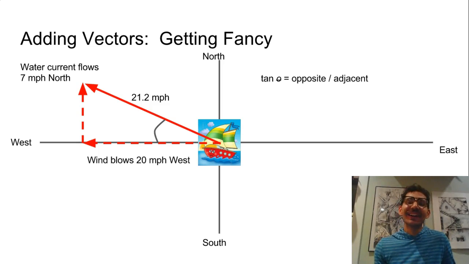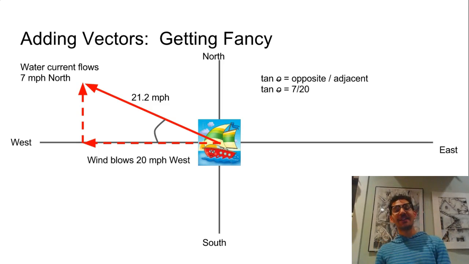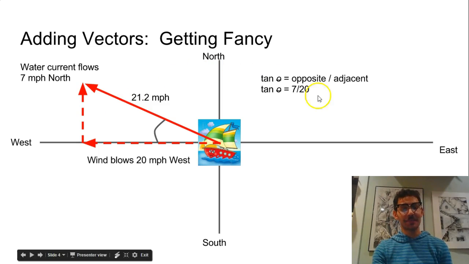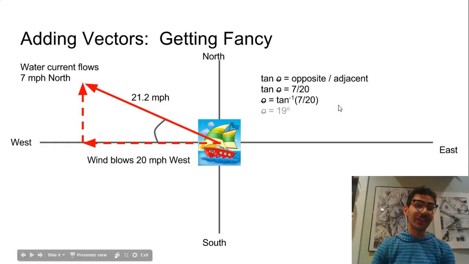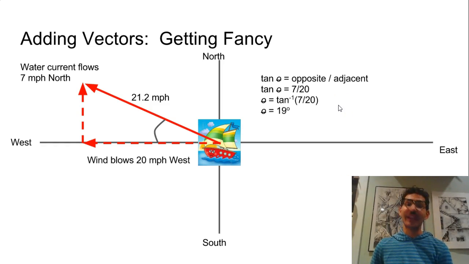So we can plug in our values for tangent. We plug in the opposite divided by the adjacent. We can do the inverse tangent function now on both sides of the equation to get just the angle. When you're doing this calculation, be sure that your calculator is set for degrees and not radians, because otherwise you'll get an answer that is not correct. So our angle comes out to 19 degrees.